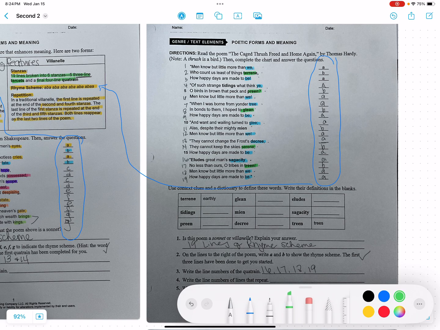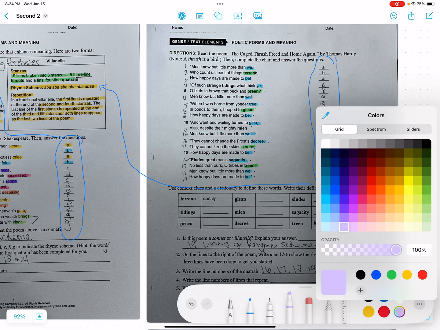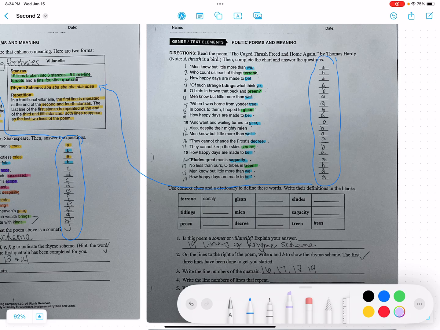So now we have to go back and read the poem. So, let me find a lighter color. Okay. Men know but little more than we, who count on us least of things terrene. How happy days are made to be, of such strange tidings, what think ye? O birds in brown that peck and preen, men know but little more than we. When I was born from yonder tree, in bonds to them I hoped to glean. How happy days are made to be, and want and wailing turn to glee. Alas, despite their mighty mien, men know but little more than we. They cannot change the frost's decree, they cannot keep the skies serene. How happy days are made to be, eludes a great man's sagacity, no less than ours, O tribes intrine. Men know but little more than we, how happy days are meant to be.